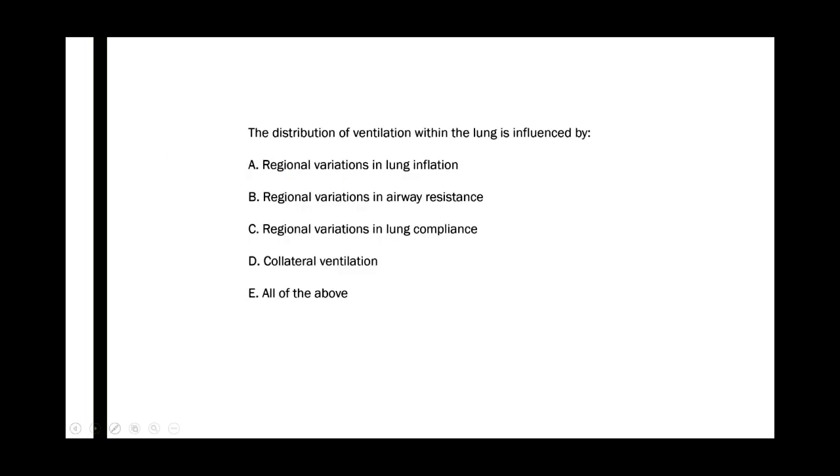Okay, let's do some practice questions. So the distribution of ventilation within the lung is influenced by regional variations in lung inflation. That sounds good. Regional variations in airway resistance. That's definitely true, right? Because we talked about that. Regional variations in lung compliance. That's also true. And then I'm not sure of the mechanism of collateral ventilation, but regardless, all these are true. So the answer is all of the above.